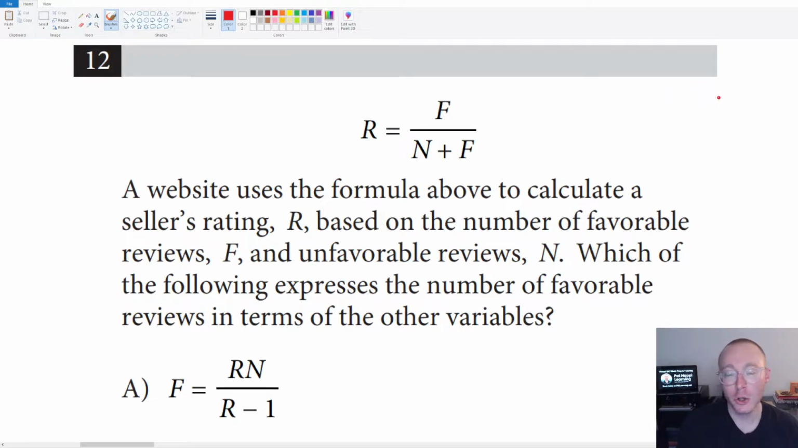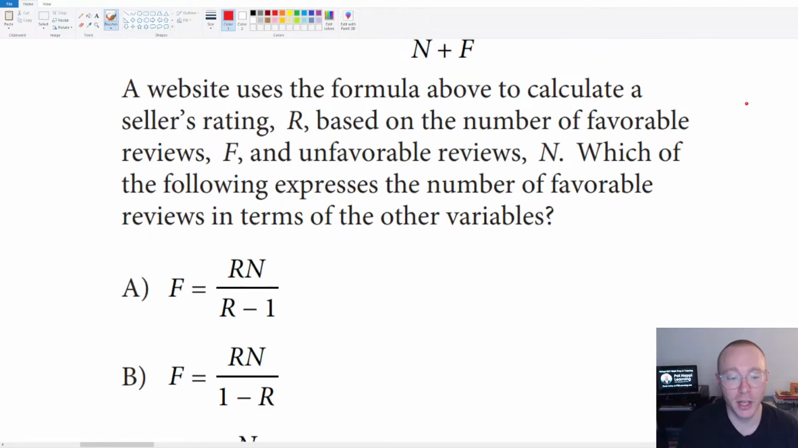Okay, huge on the SAT math sections. There are usually several questions which use this phrase, in terms of. Once you see the phrase in terms of, you want to automatically remember that you're just going to try to isolate one of these letters, and you're going to do that by using the reverse order of operations.